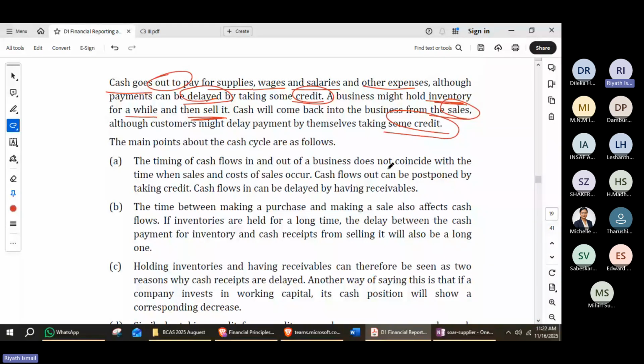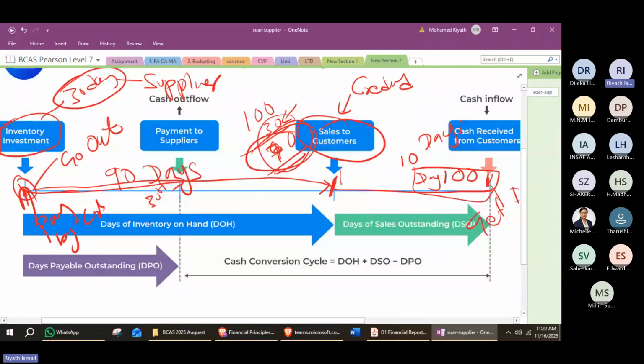If it is not a cash payment, it is not cash sales. If they made cash sales, you can get your money back here, right? Cash sales. So it's extended by 10 days because you gave credit to your customer.